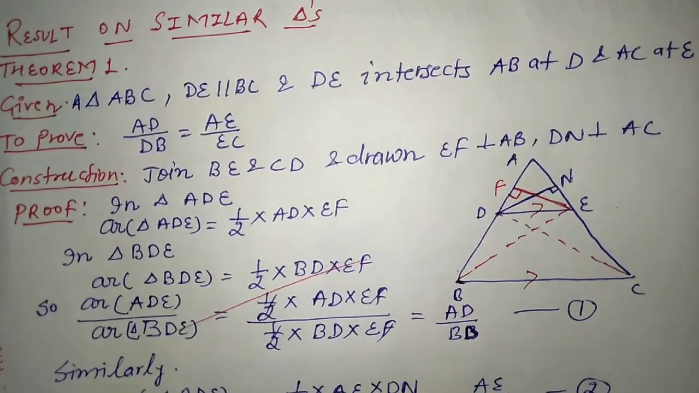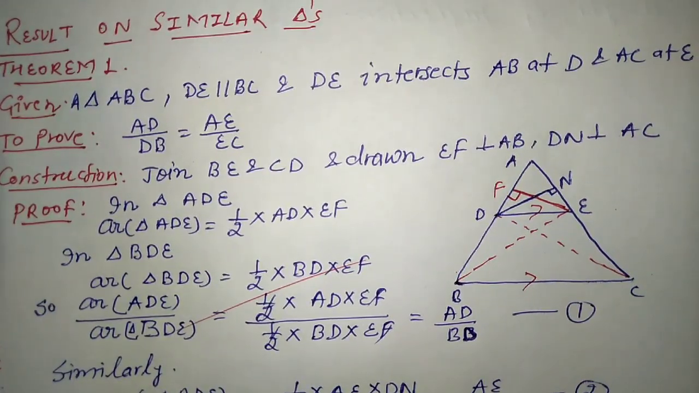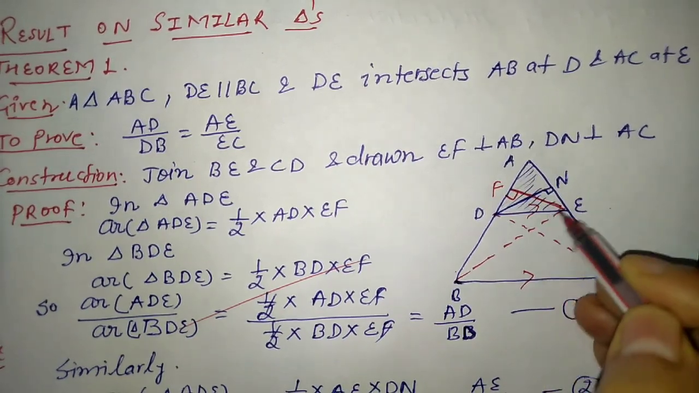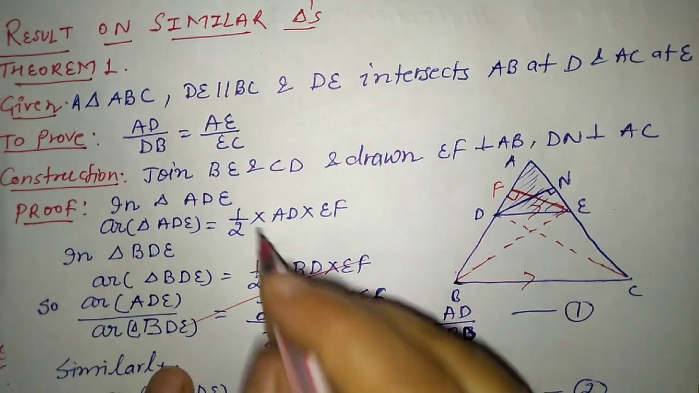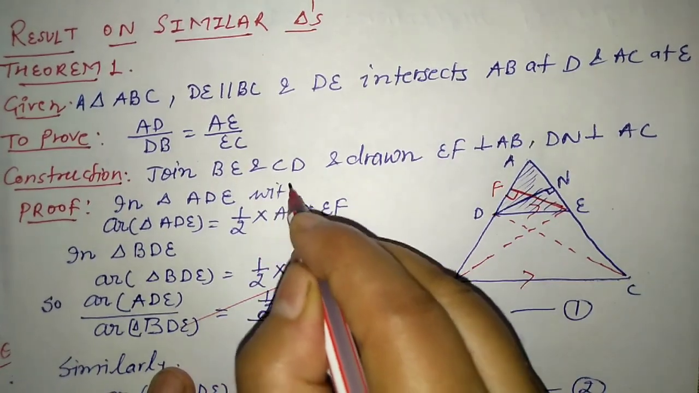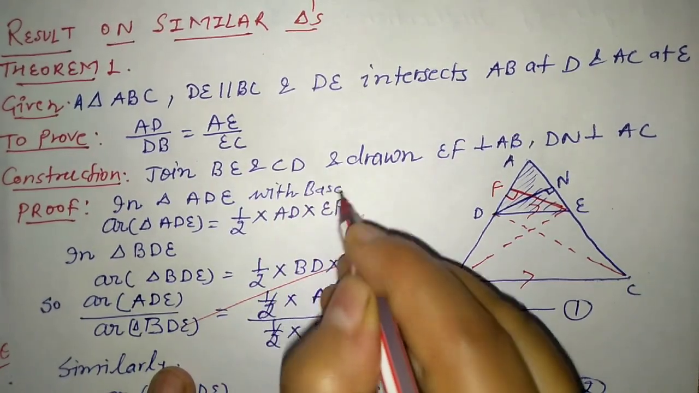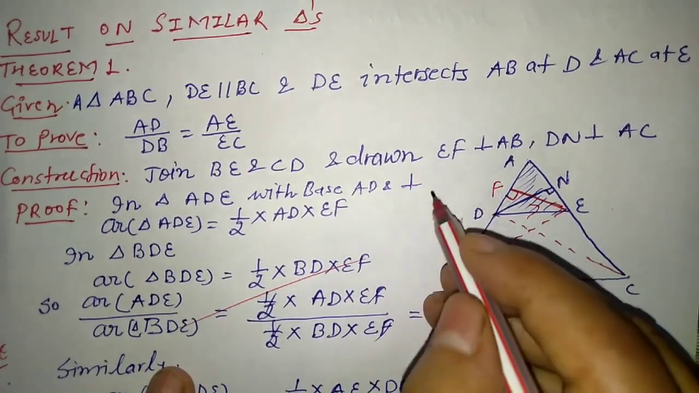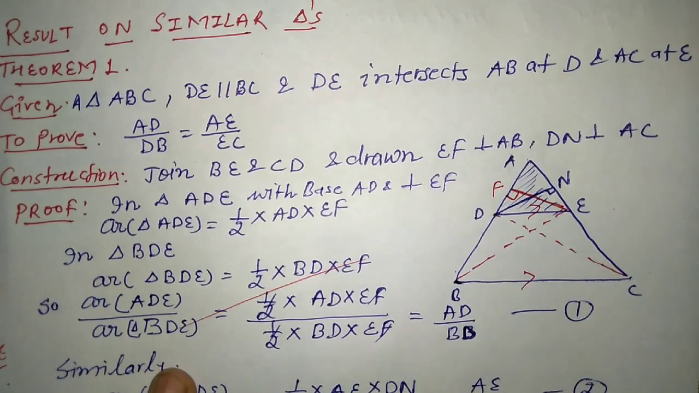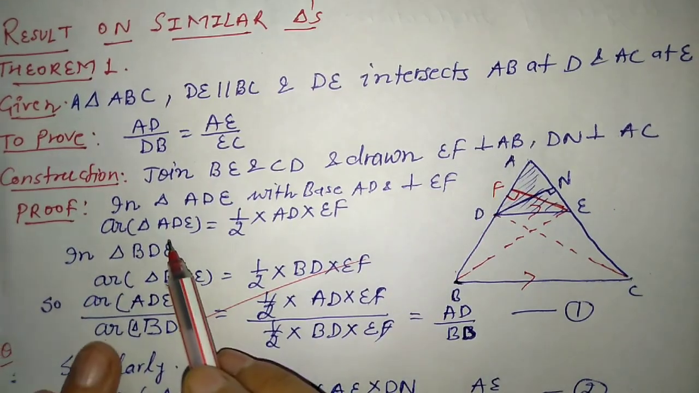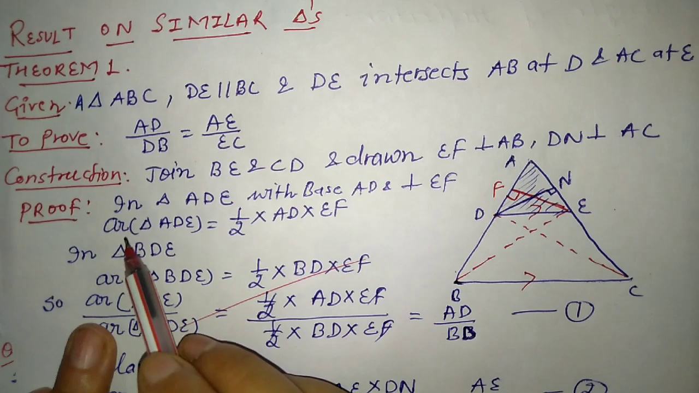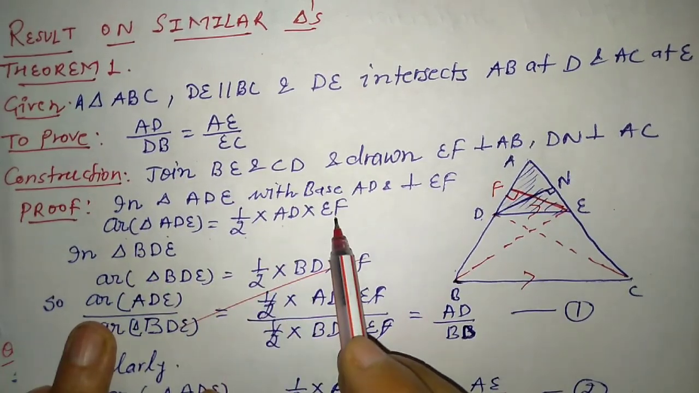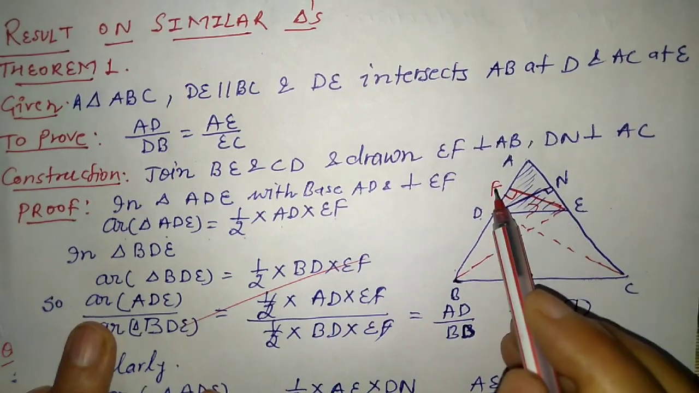Now we will prove it. First we will check the triangle ADE, with base AD and perpendicular EF. So what is the area of the triangle? If the perpendicular and base are there, area of triangle ADE is equal to 1 upon 2 base into height. This is base AD and height is EF.